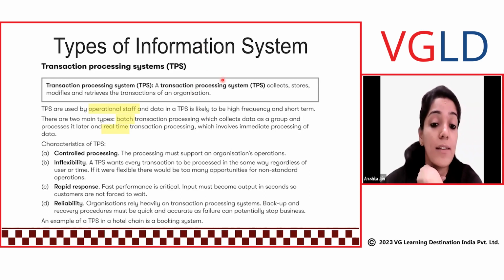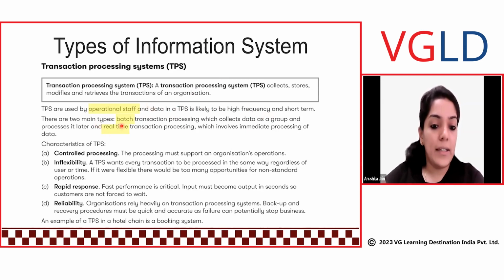Very good. Because transactional level details are relevant for the operational staff. That's what is written here. TPS are used by operational staff, and data in a TPS is likely to be high frequency and short term. Every purchase order will get punched, every sales order. So the data in the TPS will get updated at a high frequency, and it will be reflecting in the short term. So, the purchase orders for the last 1 month or the last quarter, like that.